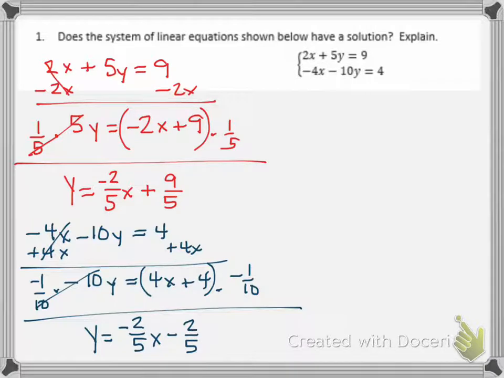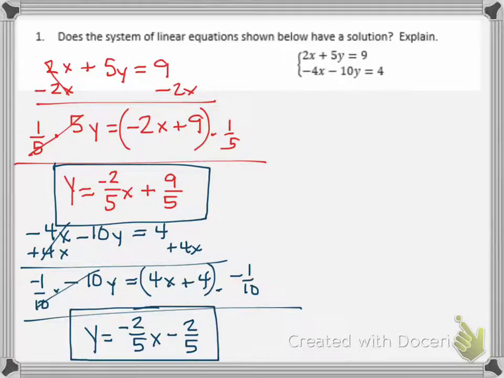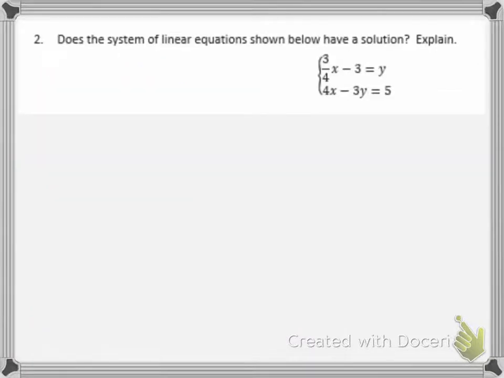So there are our two equations. There's y equals negative 2/5 x plus 9/5, and y equals negative 2/5 x minus 2/5. So the slopes are the same, but our y-intercepts are different. So these are parallel lines, and that means that there are no solutions. They will never intersect.